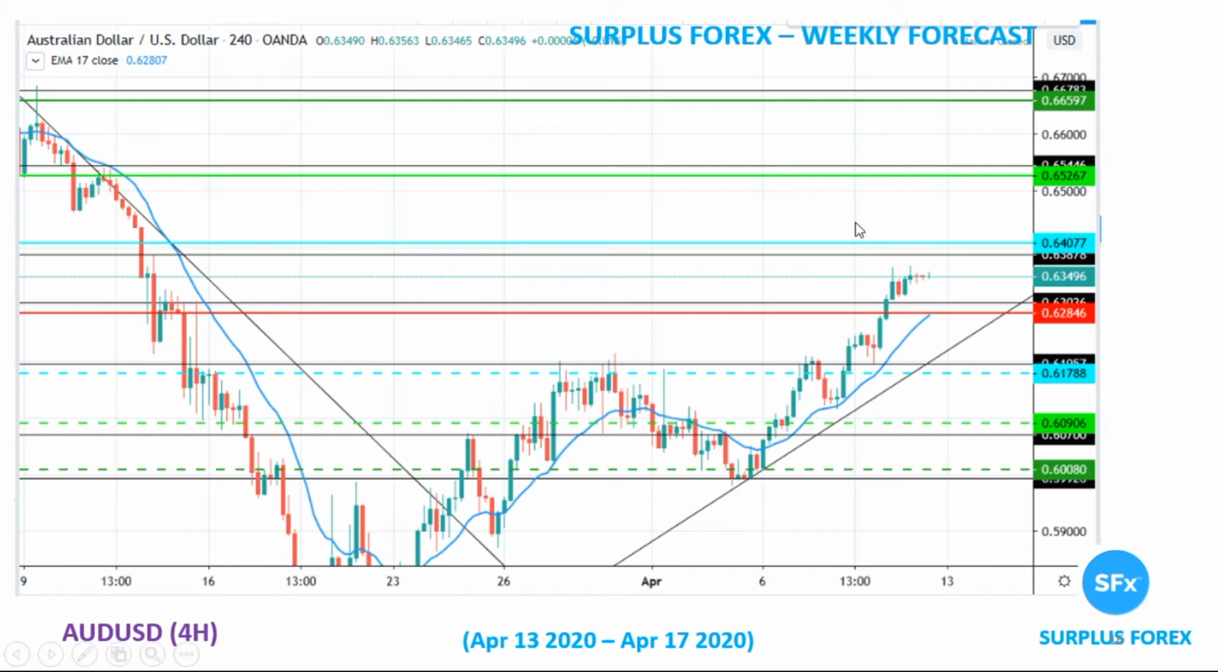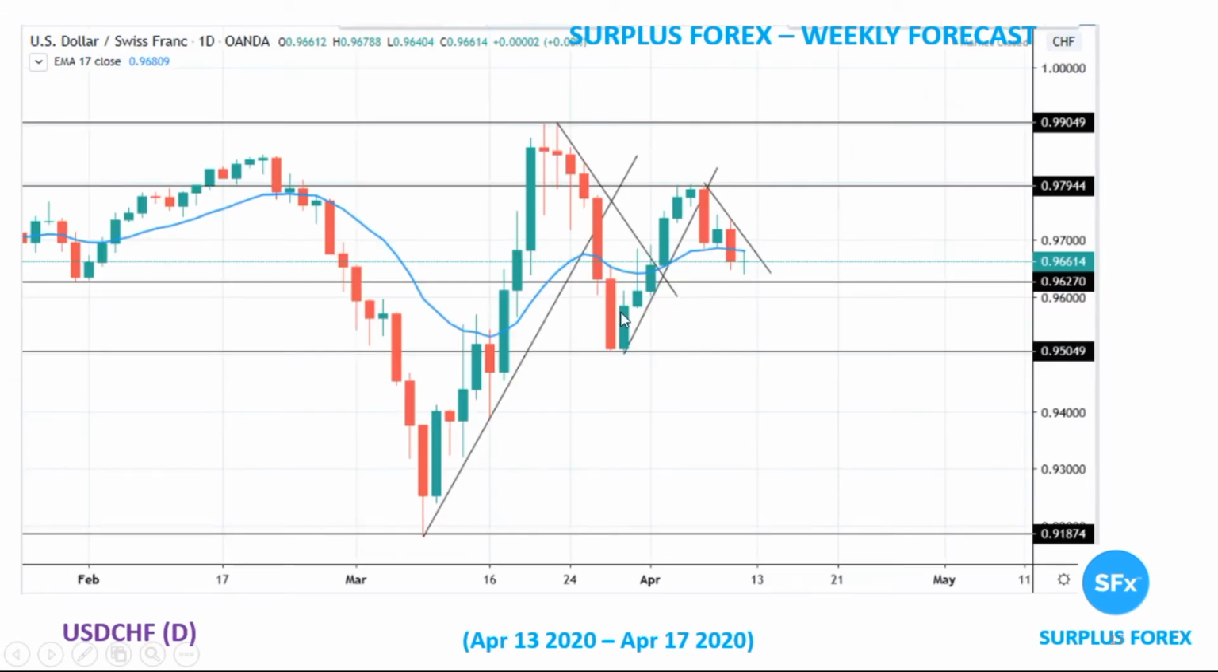So let's start with the next one. US dollar Swiss franc. Last week USD started dropping, sitting below EMA at 96.61. It might rise to test this downtrend line and might come close to 97.00, but I expect it to keep falling further.